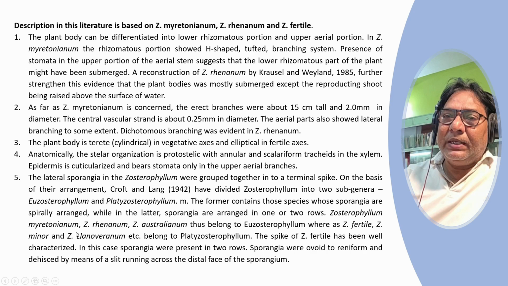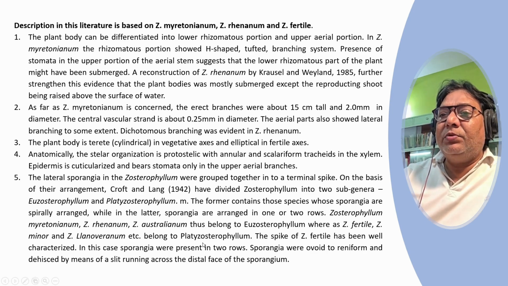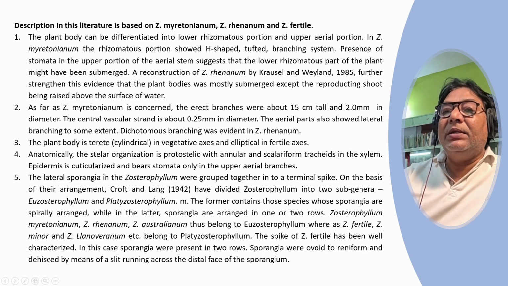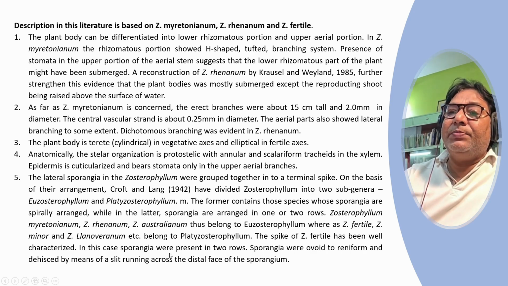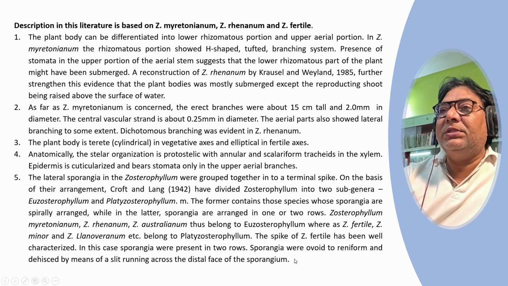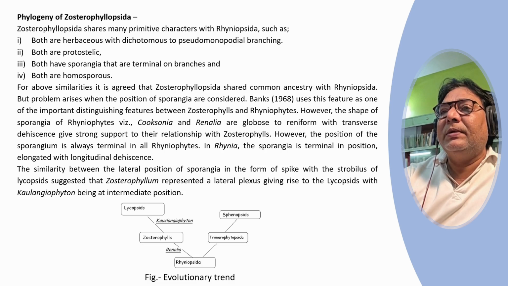This possibly was not there in Sporne's book; it was discovered later on. They belong to Platyzosterophyllum. The spike of Zosterophyllum fertile has been well characterized. In this case, sporangia were present in two rows. Sporangia were ovoid to reniform and dehisced by means of a slit running across the distal face of the sporangium. So this is the description of the plant.